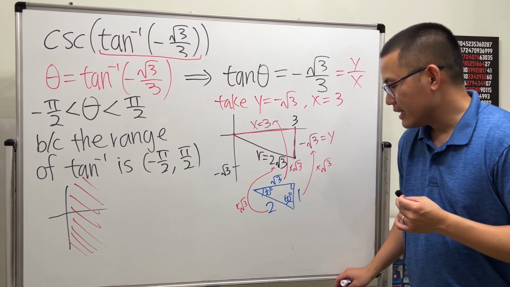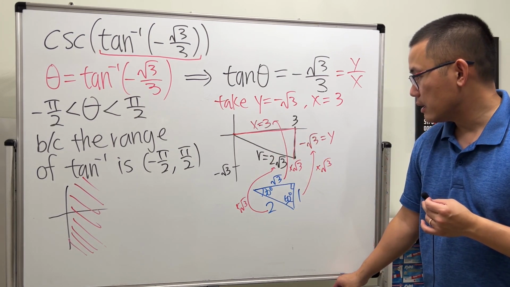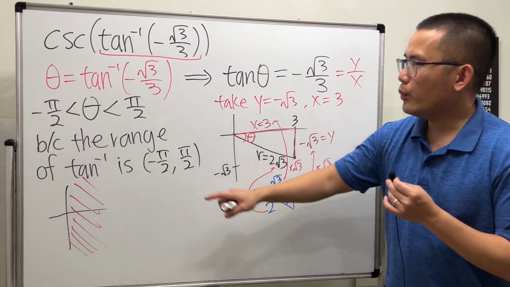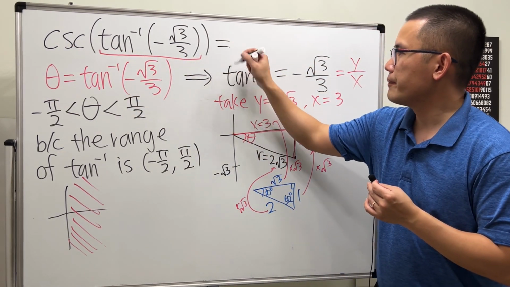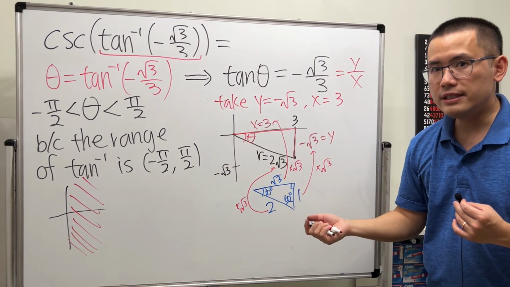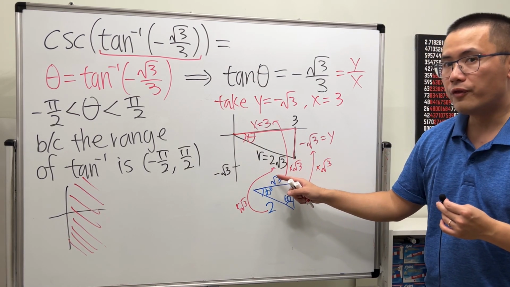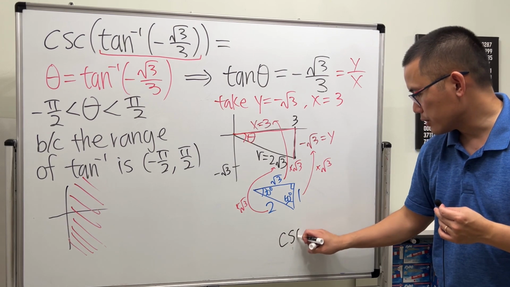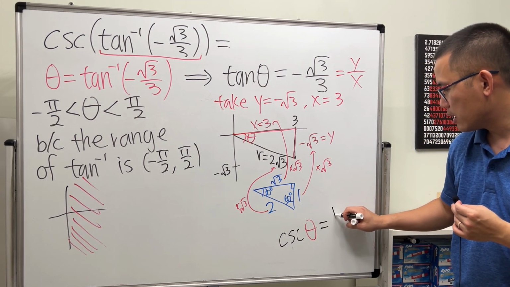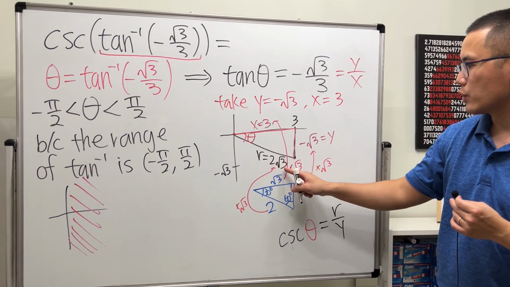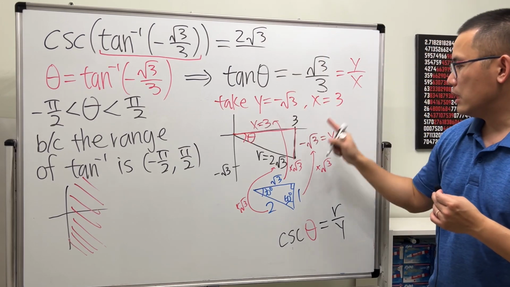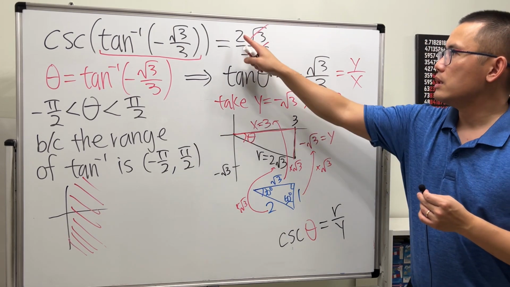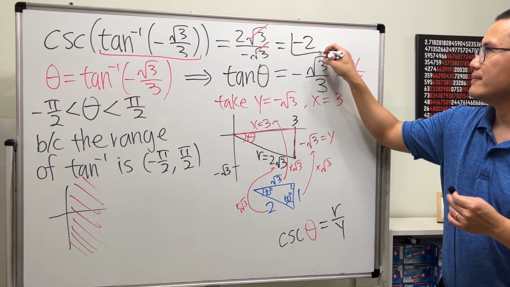Okay? So, by looking at this triangle, the angle theta is here. And now we are just going to do cosecant of the angle theta. Cosecant is what? Hypotenuse over opposite, r over y. So cosecant theta is equal to r over y. So we will have 2 square root of 3 over negative square root of 3. And as you can see, square root of 3 and square root of 3 cancel. 2 over negative 1, we get negative 2. And that's the answer.